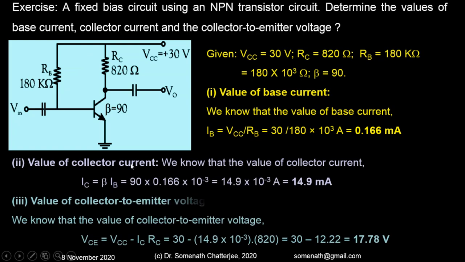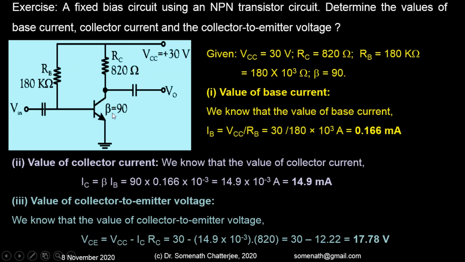After that, the value of collector current. This is very important, the formula I already discussed: beta is the current gain in the common emitter circuit. So from there we get IC is equal to beta IB. So you can get IC easily from this.